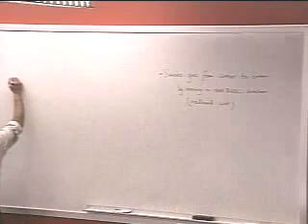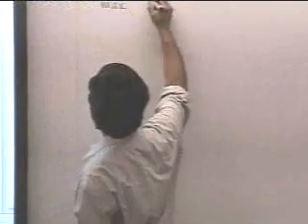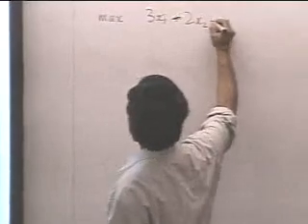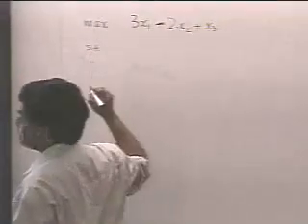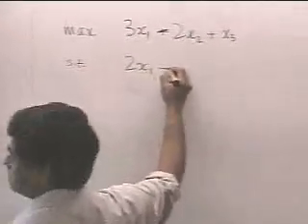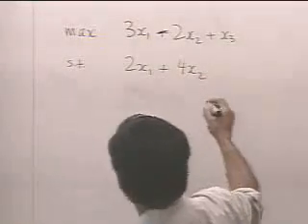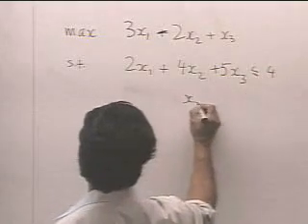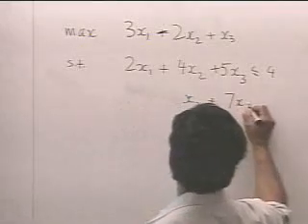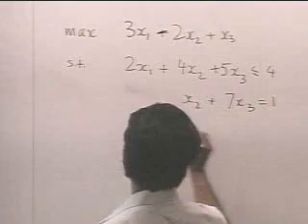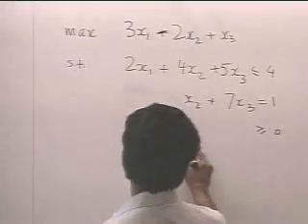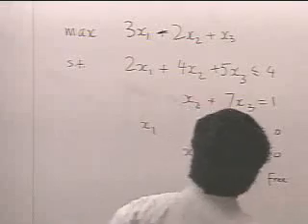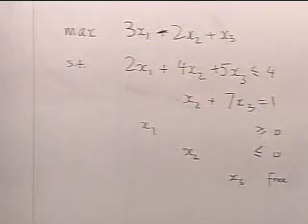So here is the primal program that I'm going to start with. I want to maximize 3x1 minus 2x2 plus x3, such that 2x1 plus 4x2 plus 5x3 is less than or equal to 4, x2 plus 7x3 is equal to 1, x1 is greater than or equal to 0, x2 is less than or equal to 0, and x3 is free. Okay, and what we want to figure out is how do I construct the duals.